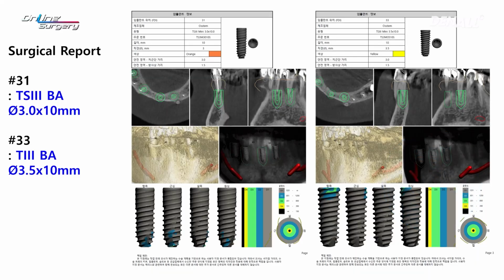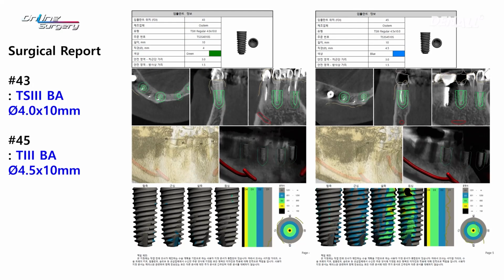Rather than number 41, the implant was to be placed in number 31. For number 31, TS3 narrow implant was planned, and because of buccal defect in number 33, 3.5 by 10 millimeter was planned in number 43. Because canine was comparatively favorable, 4.0 by 10 was planned.